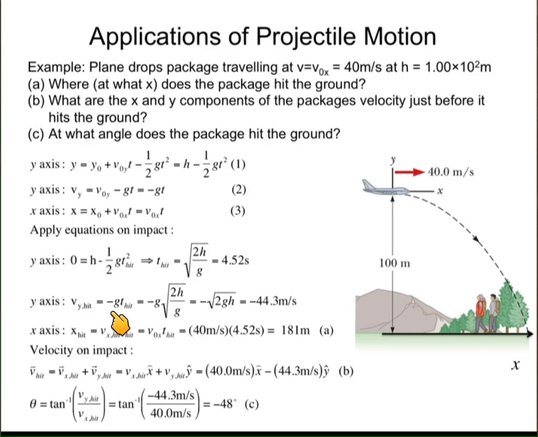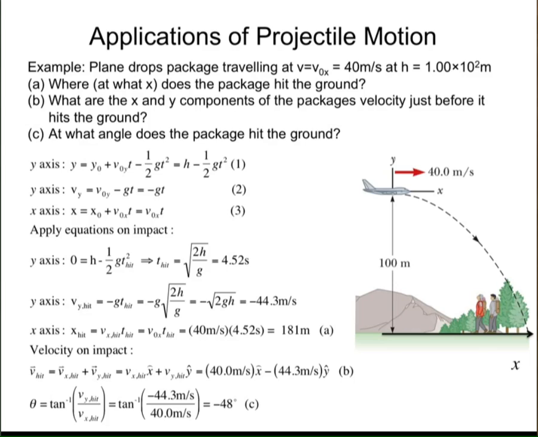But this is only the y component. And we have a minus here because of the choice of the coordinate system. Because the object is going down, and its velocity in the y component will be minus, of course. You can easily calculate this. It will be minus 44.3 if you put t as 4.52 seconds. So this is minus. And the next question is, what is the angle at which the object hits the ground? Okay?